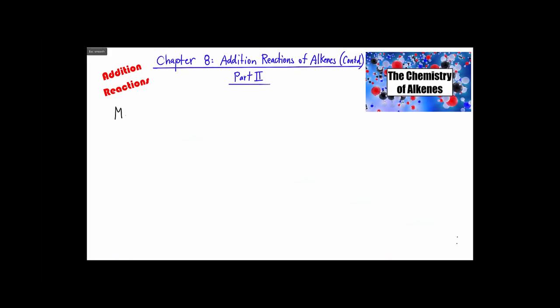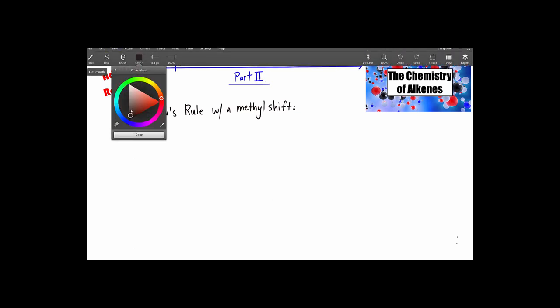Markovnikov's rule with a methyl shift. So what this means is during an intermediate, we're going to have an entire methyl group from a neighboring carbon shift over to the positively charged carbocation.